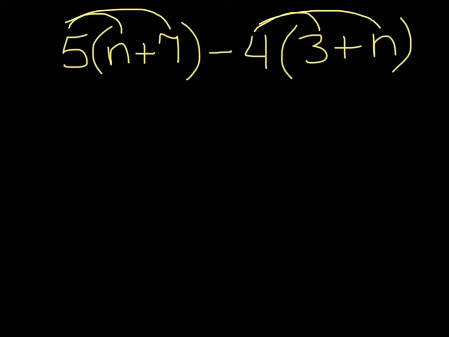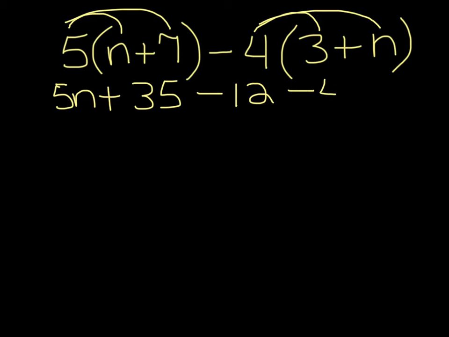Let's distribute that 5. So you have 5 times n is 5n, and then you have plus 5 times 7 is 35. So we've distributed 5 through the first set of parentheses. Now we need to distribute the negative 4 through the second set of parentheses. Negative 4 times 3 is negative 12, and then you have negative 4 times positive n. A negative times a positive is a negative 4n. Okay, so there's the first step. We distributed each one of those numbers through each of those quantities.